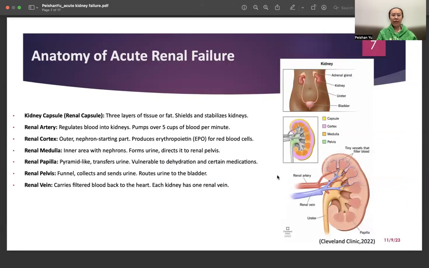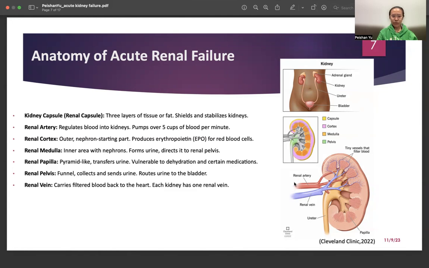And so let's talk about anatomy. Look at the picture. The kidneys are two bean-shaped organs that filter our blood. Our kidneys are part of our urinary system: adrenal gland, kidney, ureter, bladder. Kidneys filter about 200 quarts of fluid every day. And let's get the details about the kidney. The outermost part is a capsule, three layers of tissue or fat cells, that stabilize the kidneys.